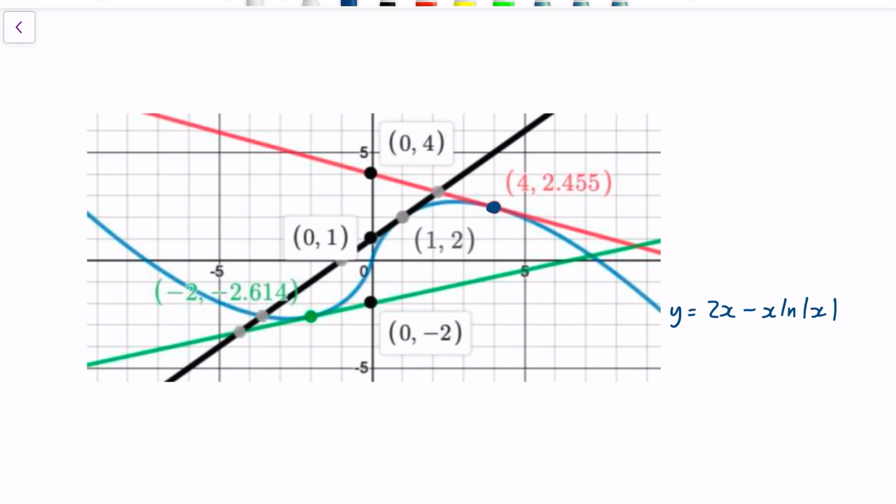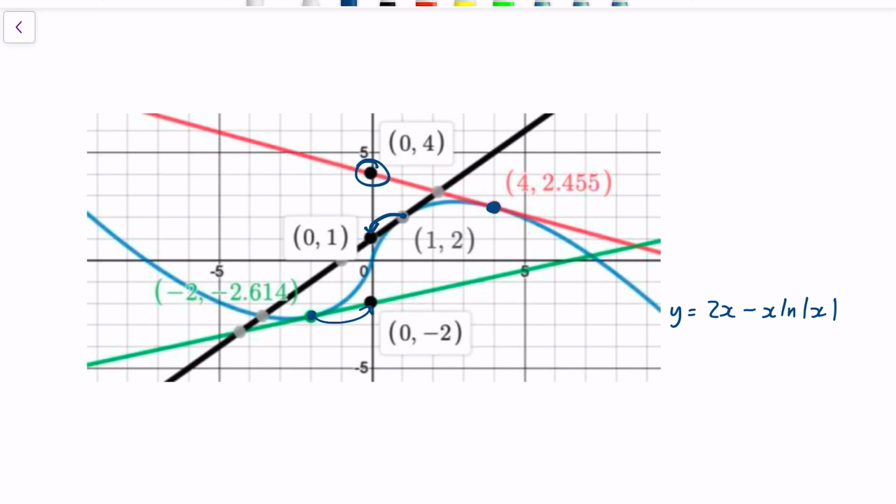X equals 4. See that the tangent goes through the y-axis at 4. And the black tangent there is the tangent drawn to the curve at x equals 1. And it has a y-intercept of 1. And then the green one is a tangent drawn to the curve at minus 2. And that goes through the y-axis at minus 2. So it's showing that the shape is correct. It's quite nice that it's a symmetrical curve. I think about why it might have some symmetry about the origin there.